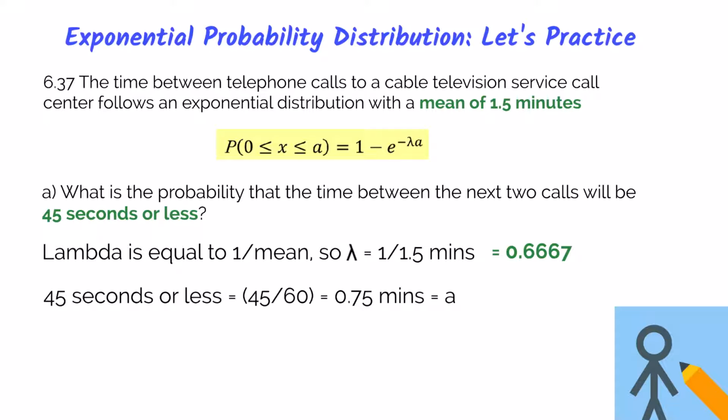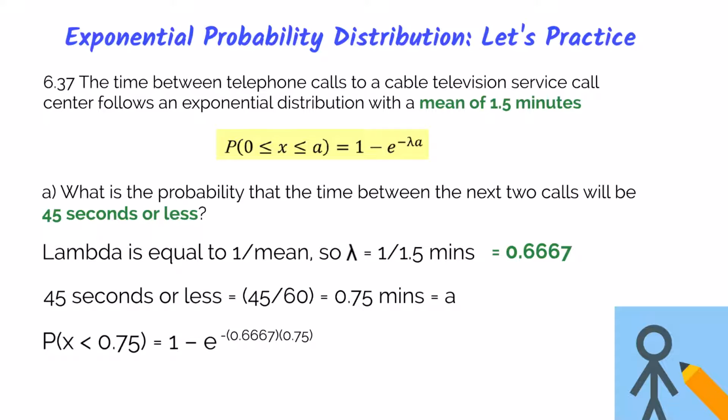So 45 seconds or less is the same thing as saying 0.75 minutes, and I get that by taking 45 seconds divided by 60 because there's 60 seconds in a minute. So this is our A in the formula, or the event of interest.